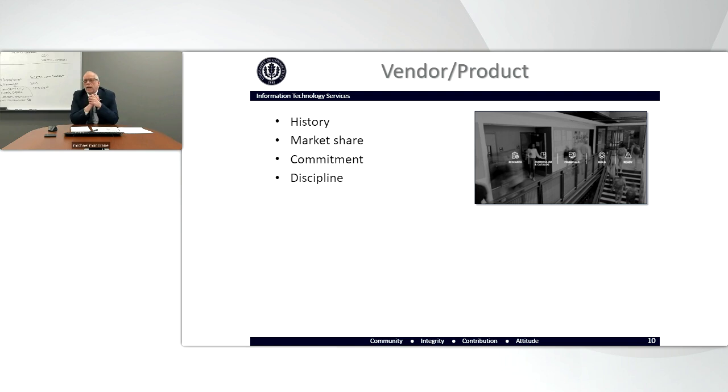The third thing we look for is, does the vendor have a public commitment to that product in that market space? And we care about that because that public commitment is what ties the reputation that they've created with their history to the product that they've already introduced into the marketplace. And that's an ongoing commitment to that product in that marketplace. And finally, the fourth thing we really look for is, do we have the discipline to utilize that product the way it was intended?